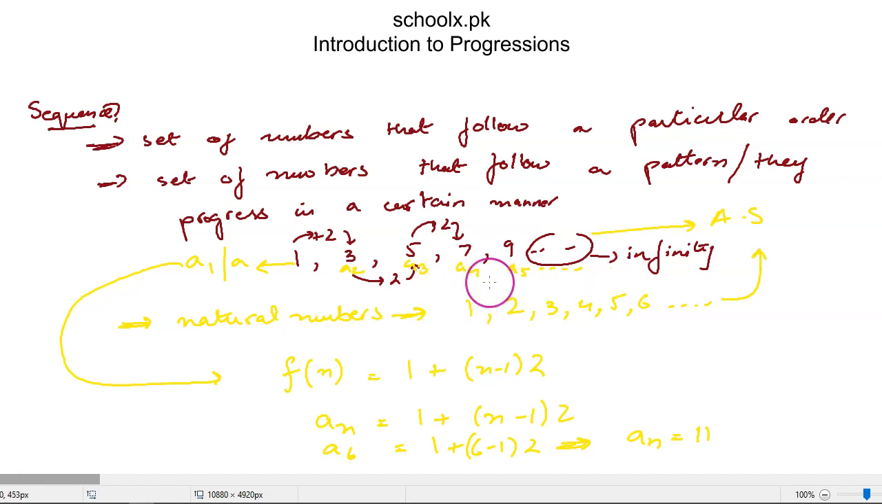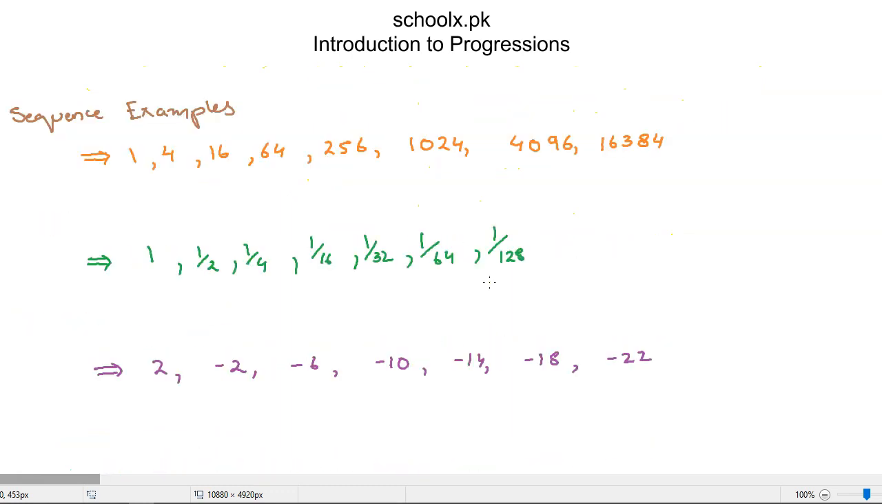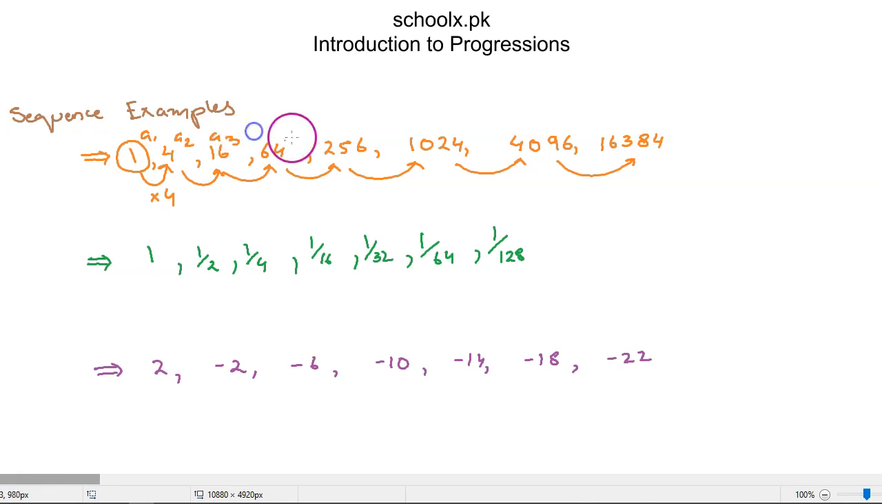Now moving on to some examples of a sequence. For example, this sequence in the orange color is basically a geometric sequence. Why? Because each consecutive term is being multiplied by a number. The previous term is being multiplied by a number to get the next term, which in this case, you can guess it, is 4. Times 4, times 4, times 4, times 4. The previous term is being multiplied by the number 4 to get the next term. This is our first term, second term, third term, fourth term, fifth term, sixth term, seventh term, and eighth term.